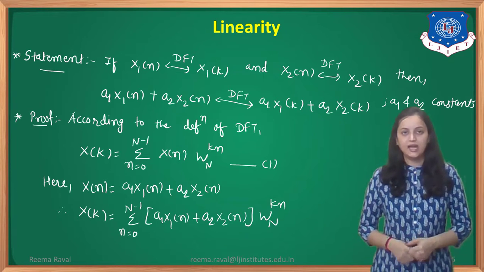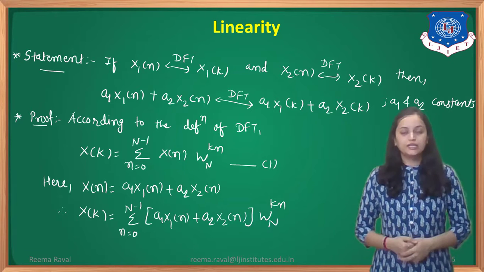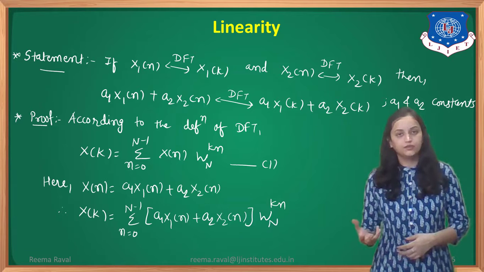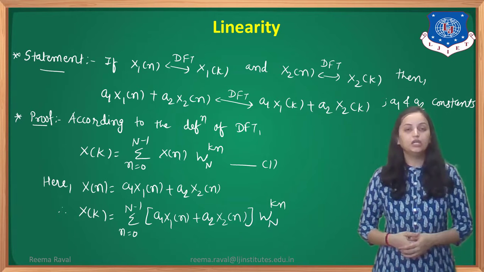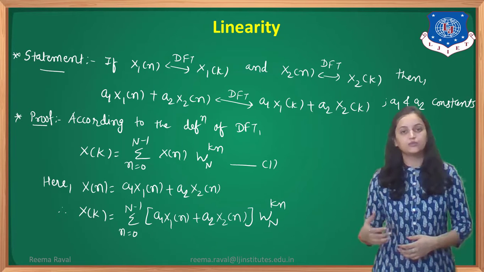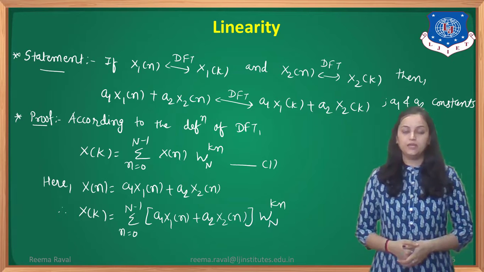In that we have seen that if x1 of n has Z transform x1 of Z and x2 of n has Z transform x2 of Z, then a1 x1 of n plus a2 x2 of n has Z transform a1 x1 of Z plus a2 x2 of Z. So let's prove this property.